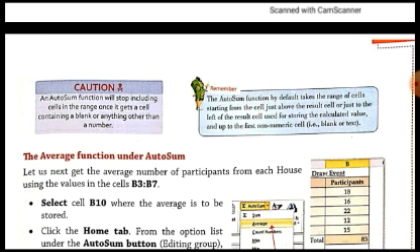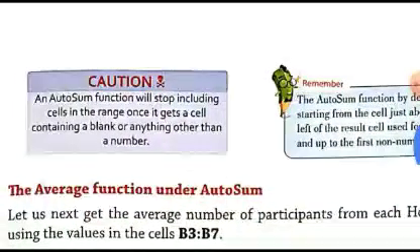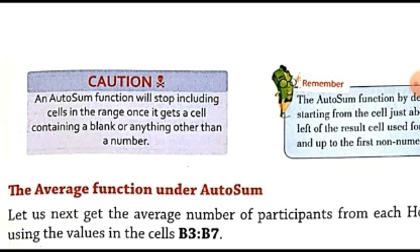First of all, one thing which should be cautioned is what is written here in the block: an autosum function will stop including cells in the range once it gets a cell containing a blank or anything other than a number. What does it mean? For example, if you have specified a range from B1 to B5, but it encounters a cell which contains a blank or anything other than a number, meaning any text value or character value, like only a comma or only a space, what will happen in that case? It will stop including the cells in the range. This is one caution which should be kept in mind.